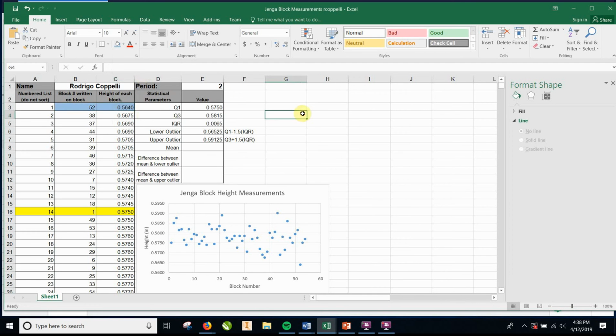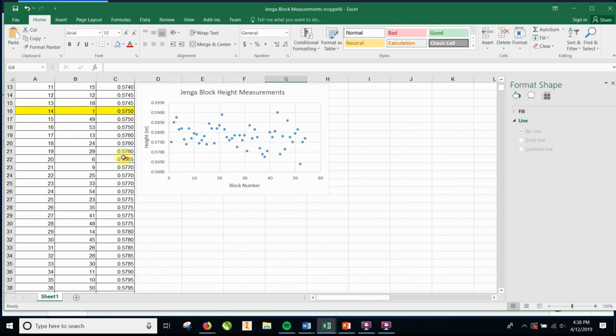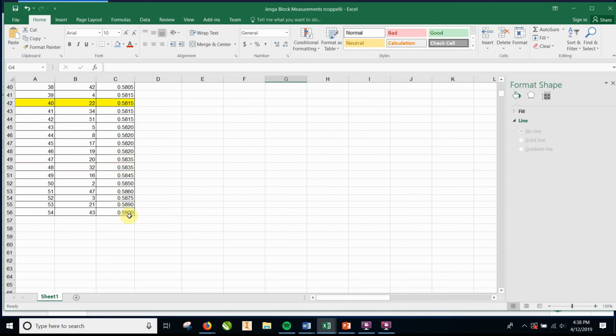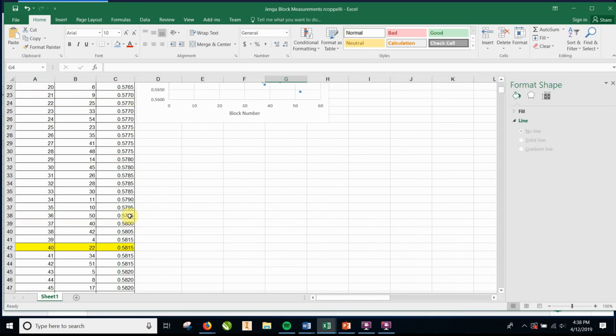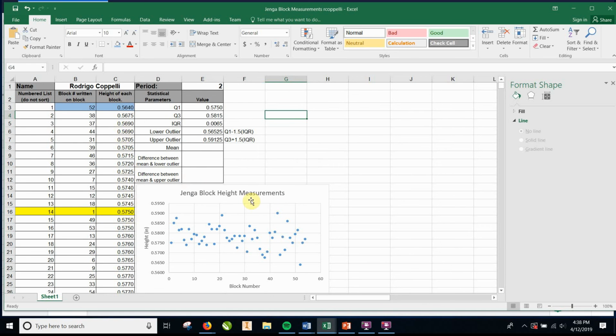Sure. I don't know if that's teal, whatever color that is. Okay, so we have an outlier. Do we have an upper outlier? 0.59125. 0.59, we do not have an upper outlier. So we only have one outlier here.